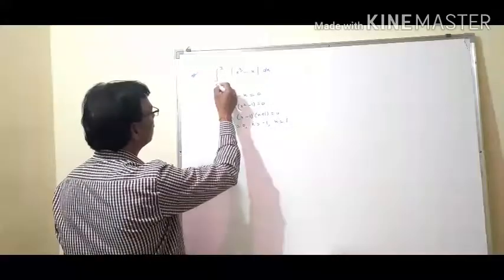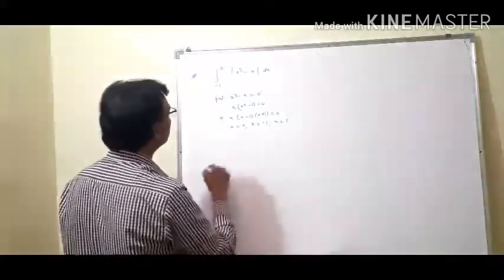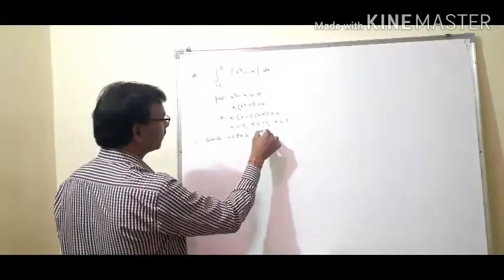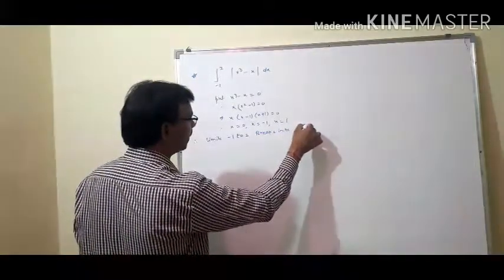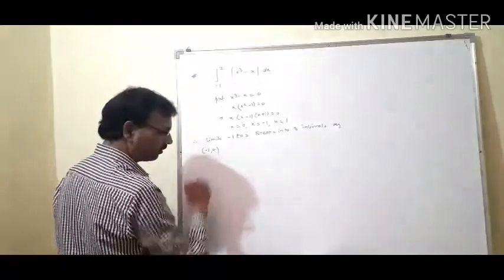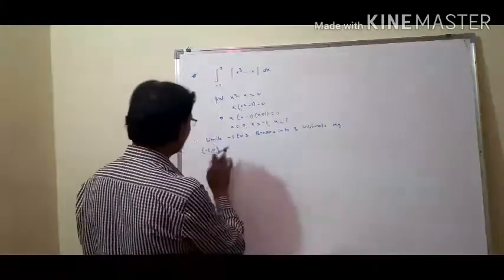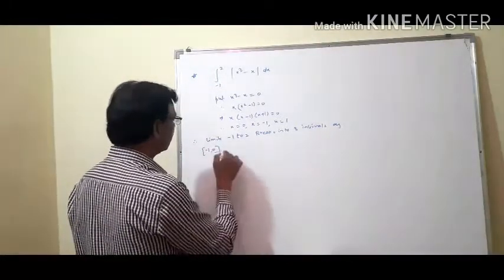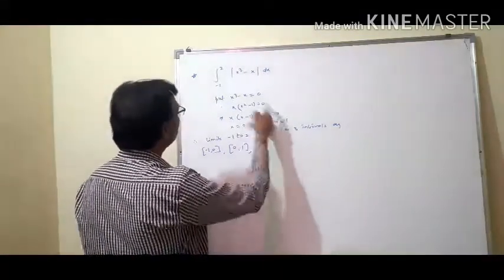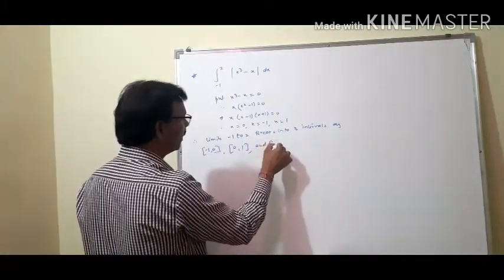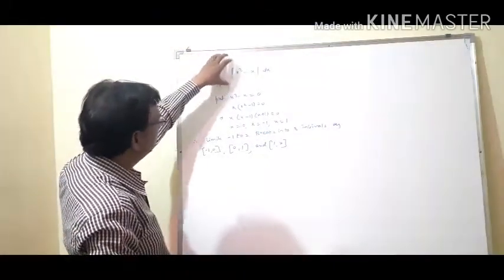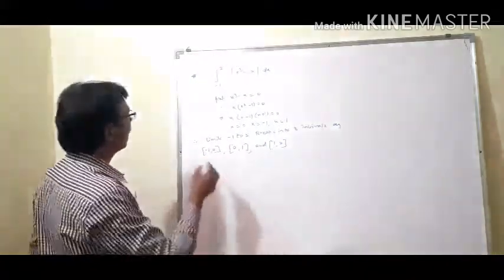That means the limit minus 1 to 2 breaks into 3 intervals as minus 1 to 0, 0 to 1 and 1 to 2. So this integral divides into 3 integrals and we can write it.